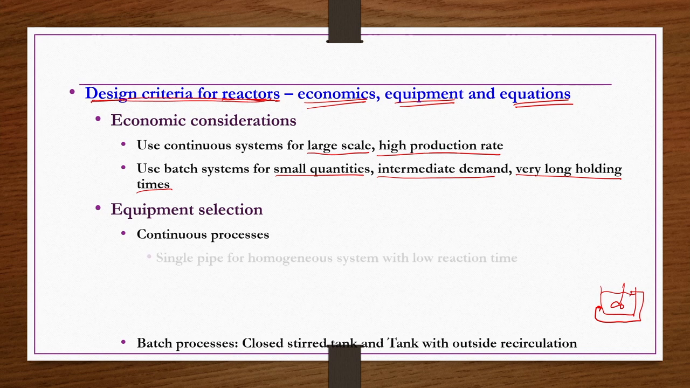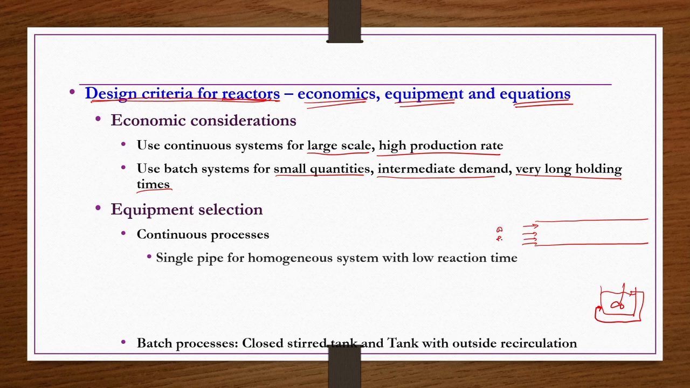Continuous processes are single pipe for homogeneous system with low reaction time. So, let us say low reaction time, that means they can quickly react. You have a simple pipe. You allow these components A and B, because they are quickly reacting, so then you don't need to do anything else. You just allow them to pass through a simple pipe and on the other side, the C and D products you can collect. Right. So, these are the simple plug flow reactors, they are called.